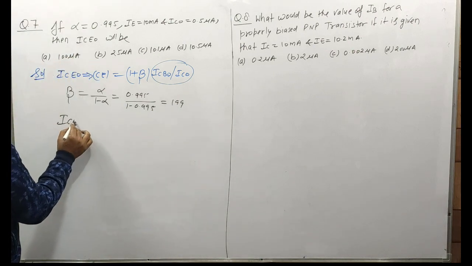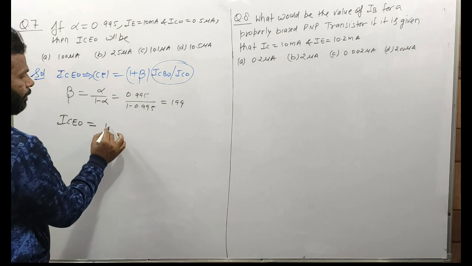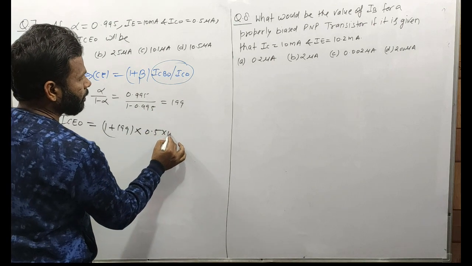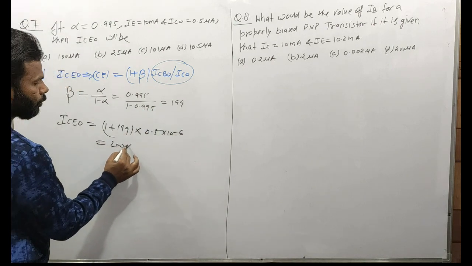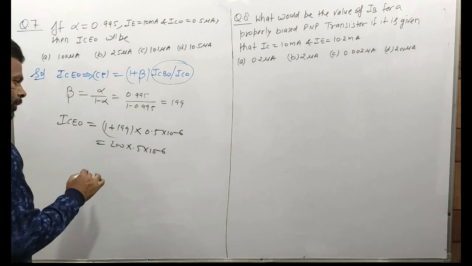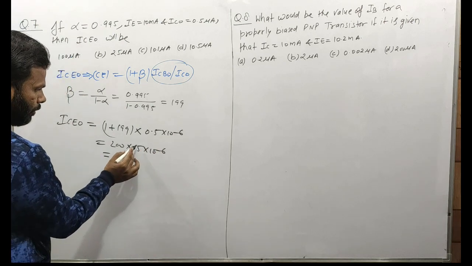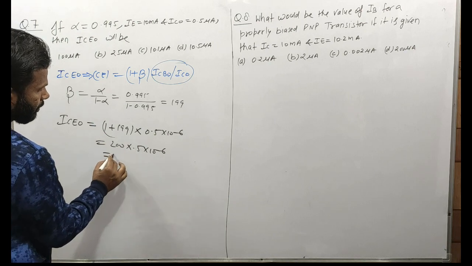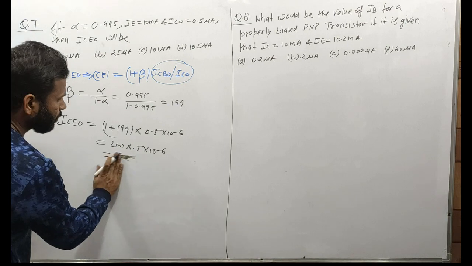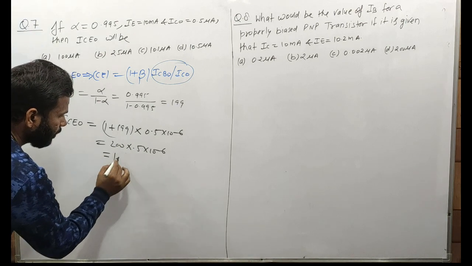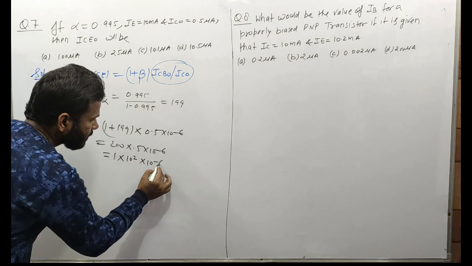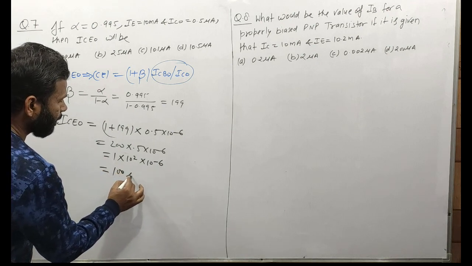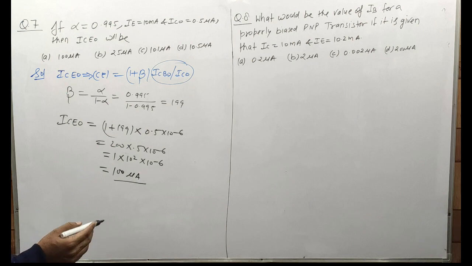Then ICEO is equals to what? 1 plus 199 into ICBO is how much? 0.5 into 10 to the power minus 6. So it is 200 into 0.5 into 10 to the power minus 6. So it is what? 200 into 0.5. So 5 to the 10. So 20. Just a minute. It is 1 into 10 to the power 2 into 10 to the power minus 6. Clear? So if you apply this thing, then it is 100 microampere. Is there any option?